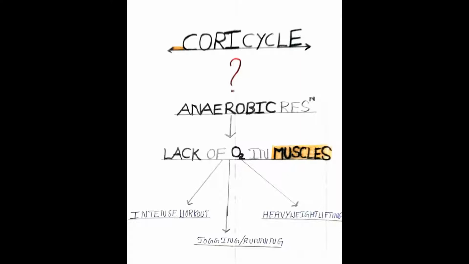What is anaerobic? Absence of oxygen. So Cori cycle operates when there is absence of oxygen. Lack of oxygen in muscles occurs due to intense workout, jogging, running, or heavy weight lifting. Intense muscular activity depletes the oxygen level. So, Cori cycle is directly related to lack of oxygen in muscle.